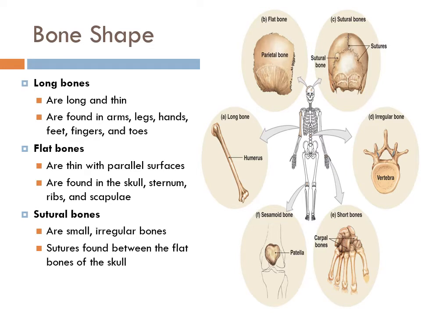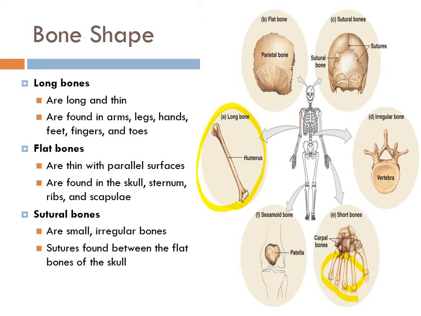The first shape is the long bone. So long bones are long and thin. You see a long bone right here. They're found in the arms, legs, hands, feet, fingers, and toes. So they're longer than they are wide. So the humerus in the upper arm, the radius and ulna in the forearm, but also the bones in the fingers and the toes.